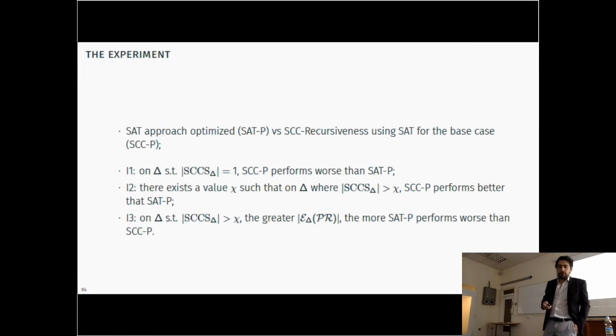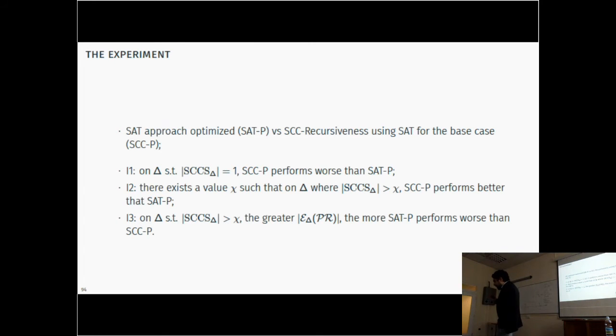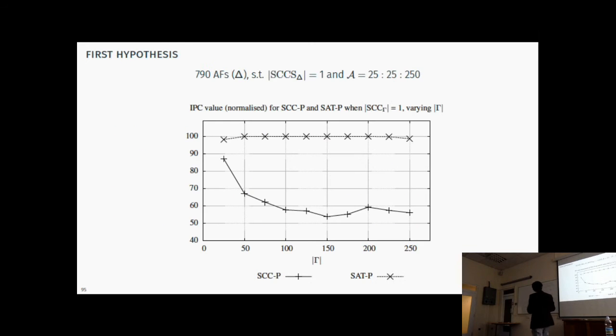If there is, we also check whether there is a value that is telling us after a certain amount of SSEs in the graph, this decomposition is actually going to give you some performance advantage. The idea is that when we are getting very big graphs with a lot of SSEs, you can have a significant difference between the performance.